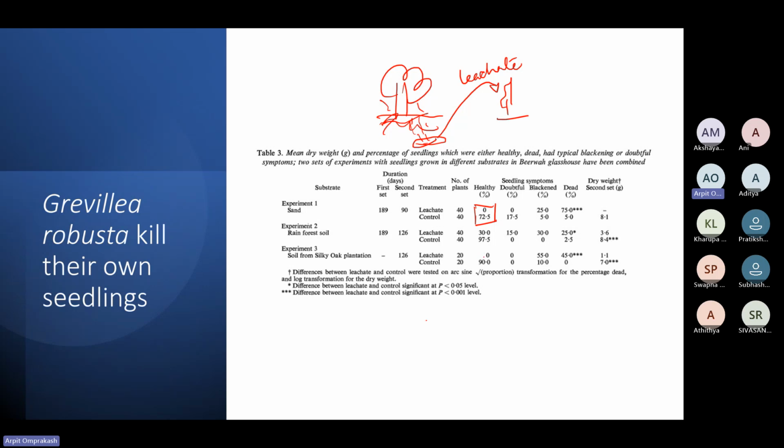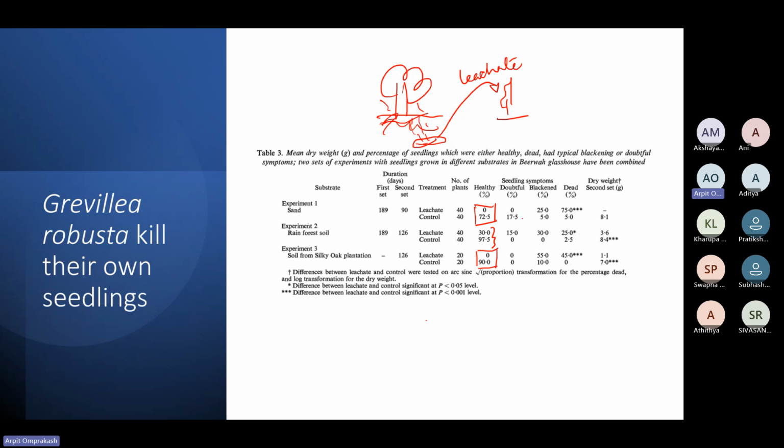Again, similarly, if they grow the same thing in soil from a silky oak plantation, they find that normally in the control, 90% of the saplings grow, but if they add leachate, none of them grow. But when they did this experiment in rainforest soil, they found that almost 97% of the plants grow in the control, but very few plants grow when they add leachate. So almost 30% of the plants grow. But this is not zero, unlike the other cases.